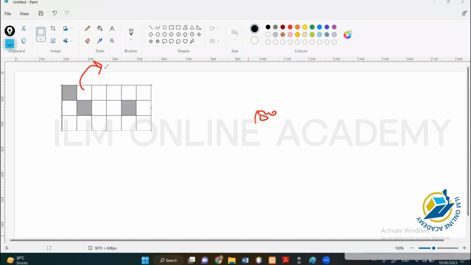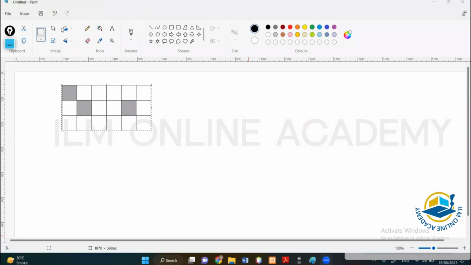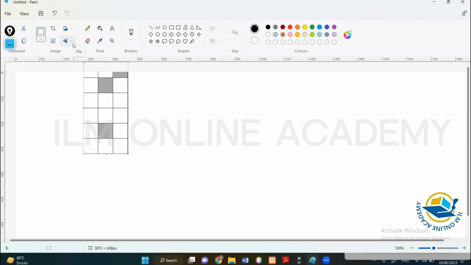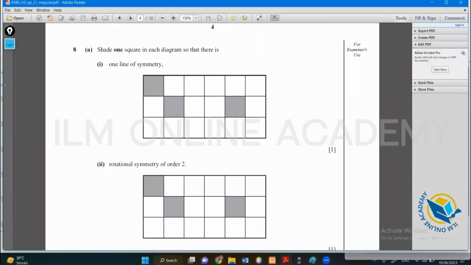So two times the rotation of 90 degrees. Paint has an option, so I have selected this picture. Now I have to do it first by 90 degrees, so it is rotated one time. Now another 90 degrees to complete 180 degrees. So another 90 degrees is this. So see, if you see in your PDF, let me minimize it.